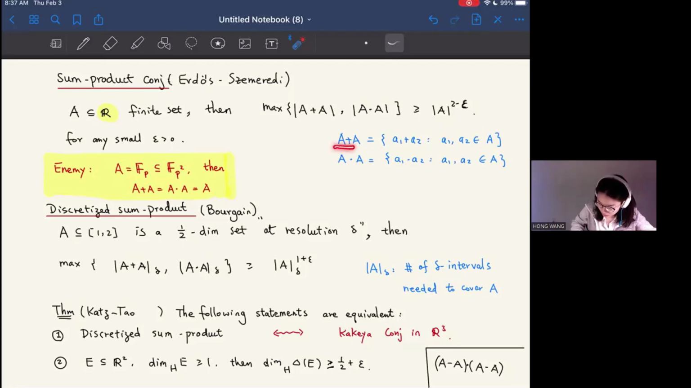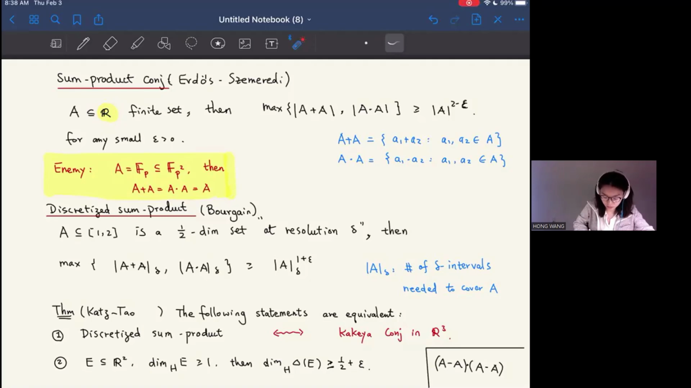Here, the sumset is defined as a1 plus a2 for any a1 and a2 in A, and similarly for the product set. This conjecture still remains unsolved, and there are some partial results. But one thing to notice is that the key point is that A is a finite subset of the real field. If we replace R by a finite field, then this conjecture breaks down.